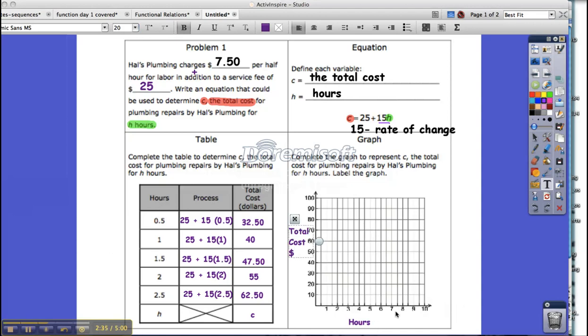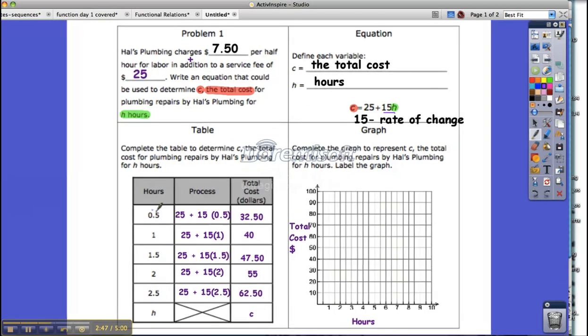Okay, so we have our hours on our X-axis. That was our independent variable. We got to pick how much time he worked for. What depends on that is the total cost. So the total cost depends on how many hours he's worked. So let's start with 1 hour, and then we can go back to 0.5 hours. So for 1 hour, it costs $40. So I'm going to go to 1 hour here and make a dot where it says 40.